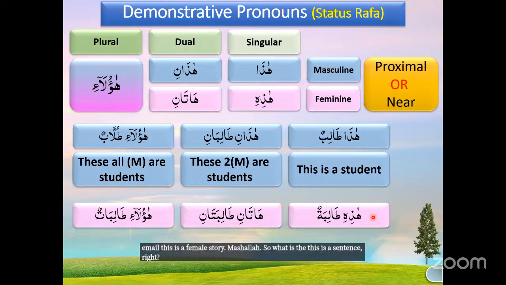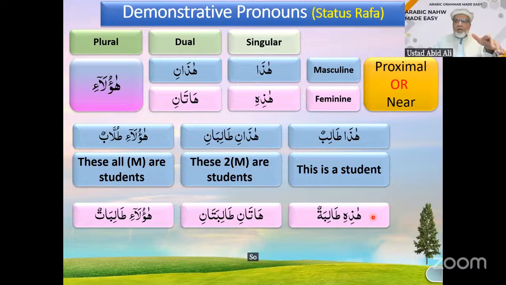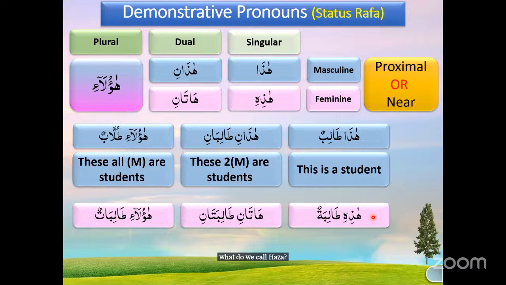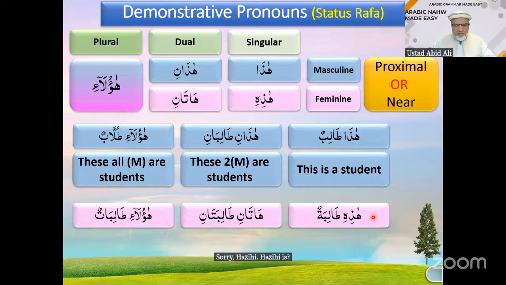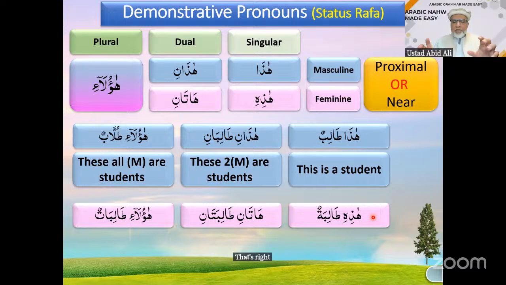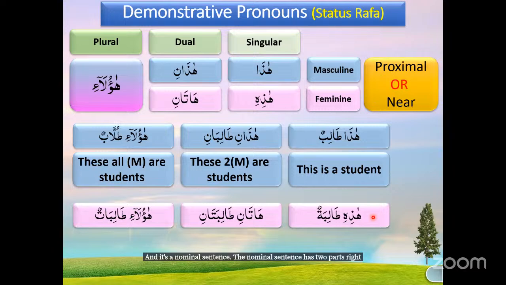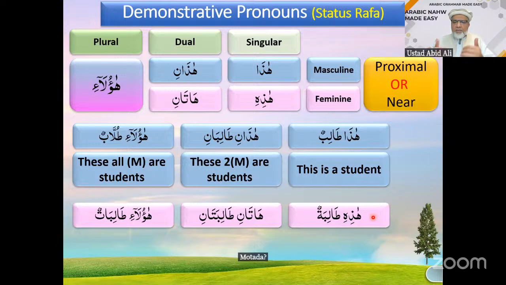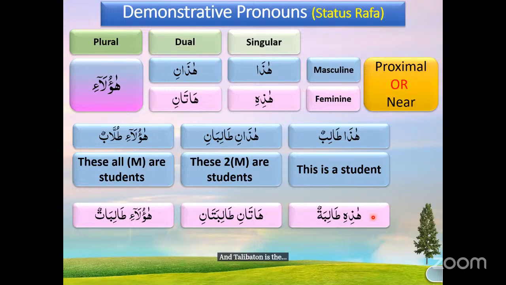This is, yes. So what is haza here? What do we call haza? Or is it hazihi? Sorry, hazihi. Hazihi is the near, Kareeb. That's right. But when it's a sentence, and it's a nominal sentence, the nominal sentence has two parts, right? So hazihi is the starting noun, Mubtada.